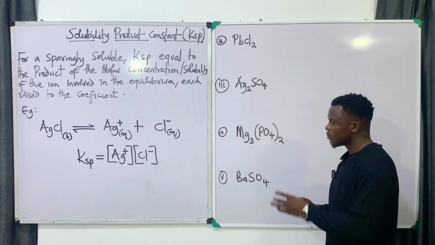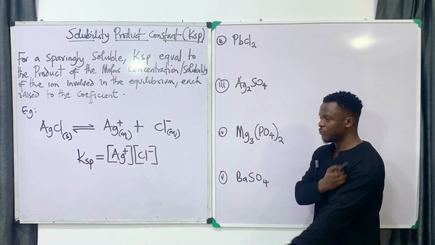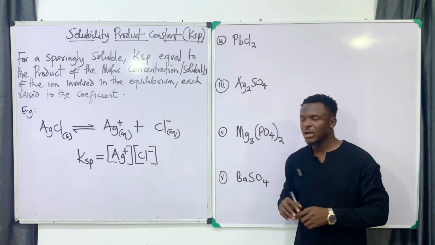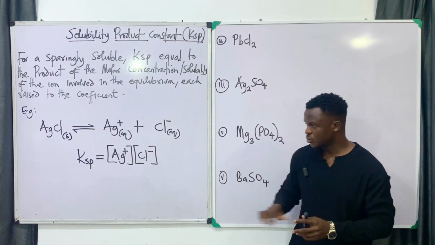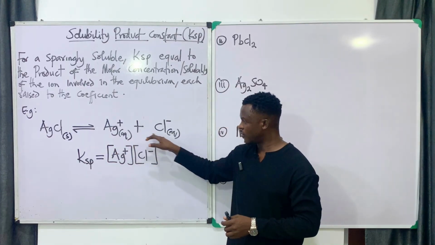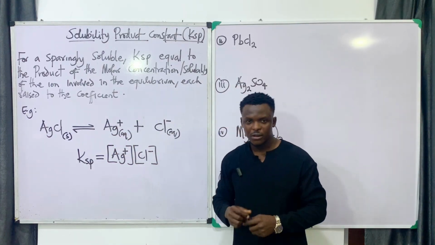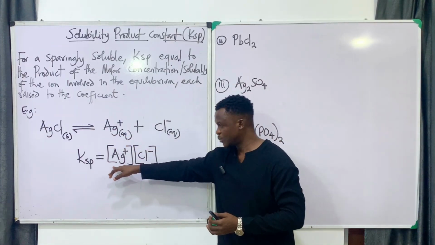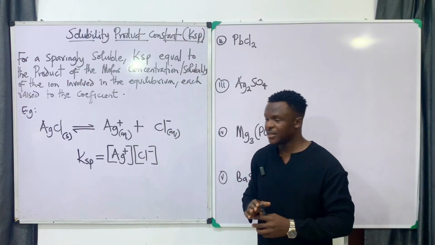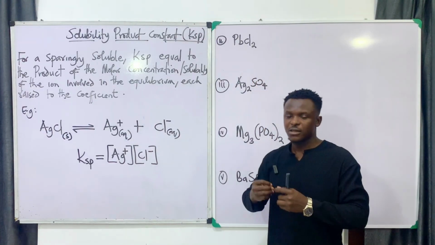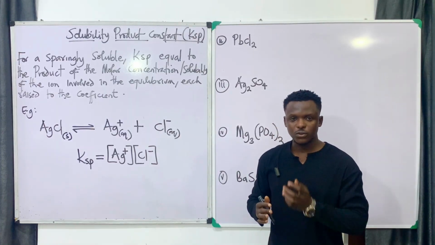All right, so now we have 4 examples here. Please pay attention. For you to be able to write a Ksp expression, you must know how to dissociate and give the correct product for each of the salts. Because if you don't know the products, how would you be able to write the correct expression? So just pay attention. Let me guide us on how to write the correct product for each of these salts.